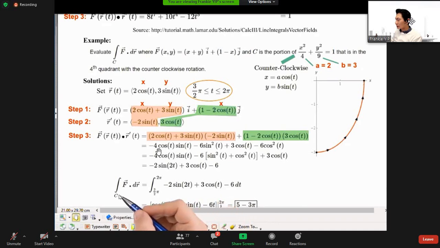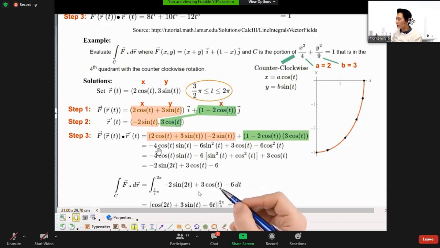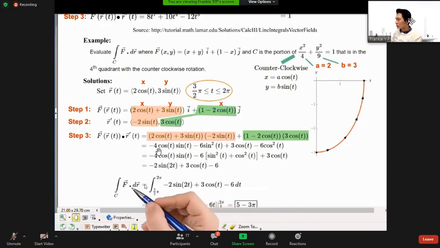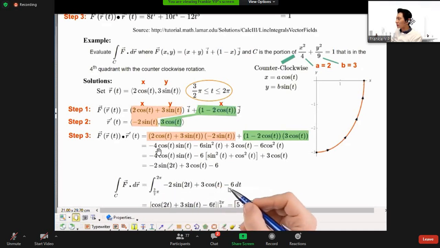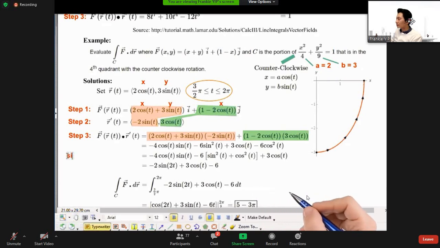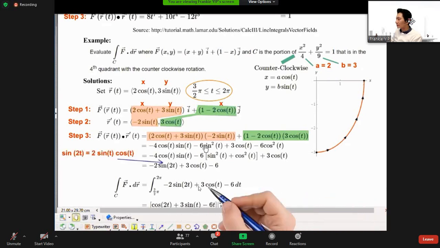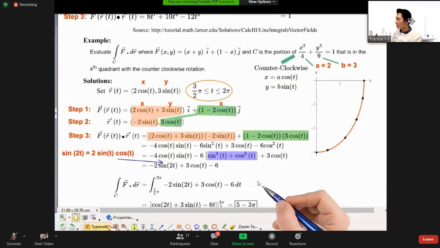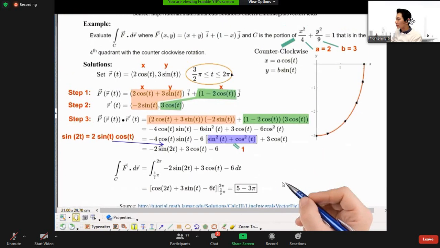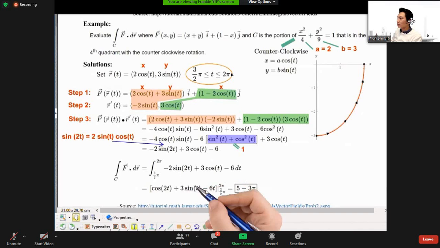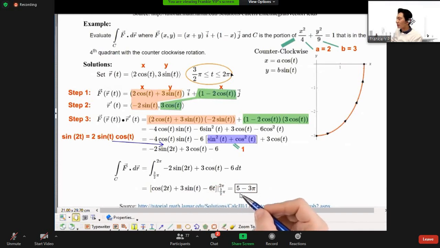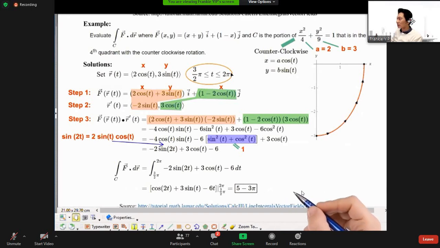Okay, so here we go. We're going to integrate this. We integrate from 3 pi over 2 to 2 pi of this one dt, and then finally, I remind you again, over this, this one equals 1. By using simple integration, you can have the answer 5 minus 3 pi. I think it's pretty easy to get this, right?